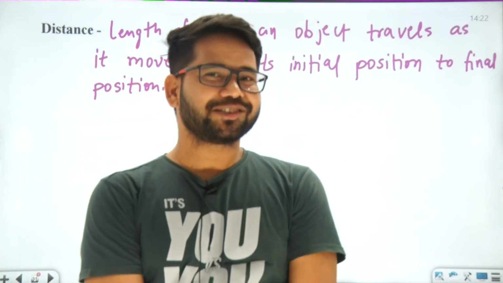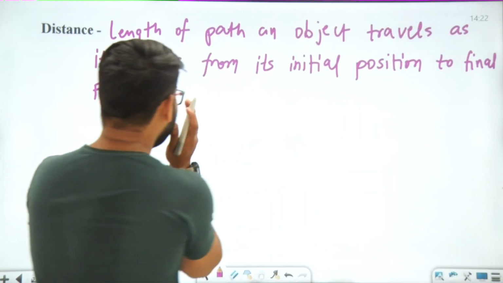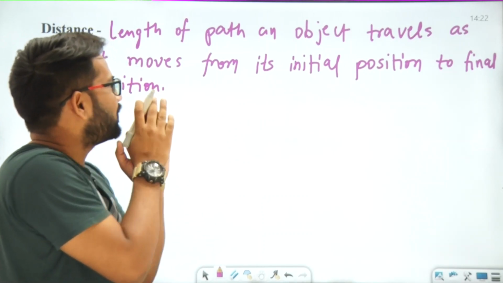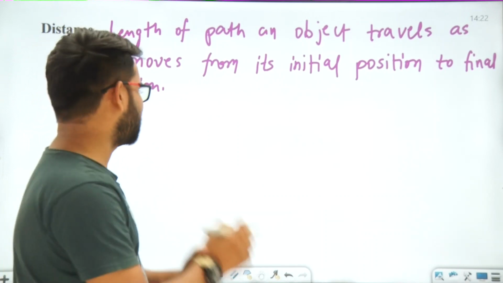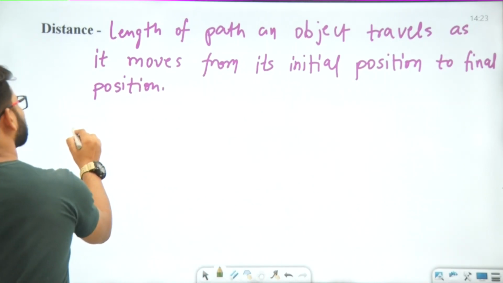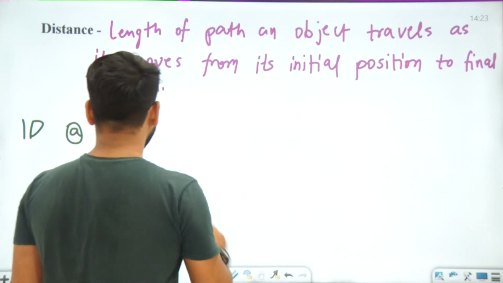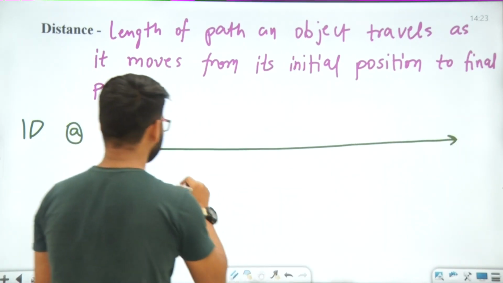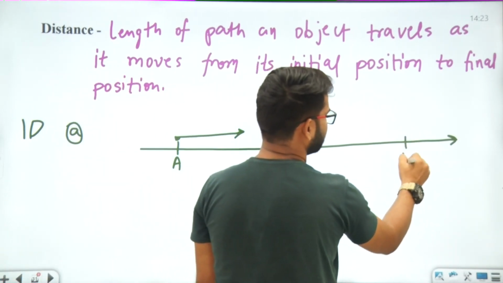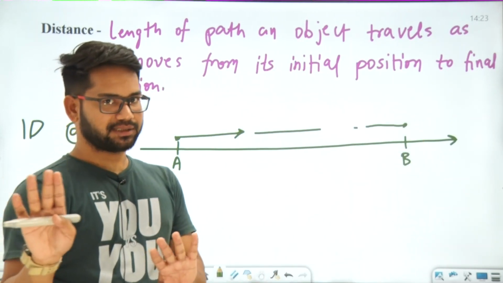Students, we also encounter a term, distance. What is distance? Distance is the length of the path an object travels as it moves from its initial position to its final position. Like let's take two cases. We are taking 1D. See, in the first case a particle started moving from A and is moving to somewhere B, right? It's not changing direction, right?